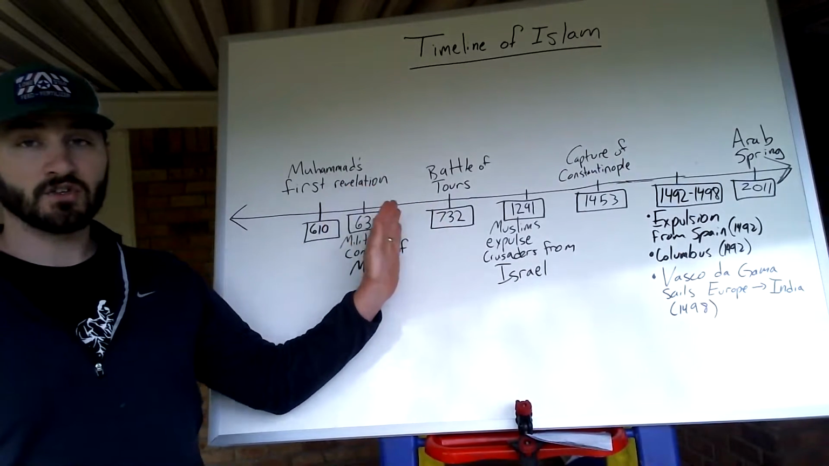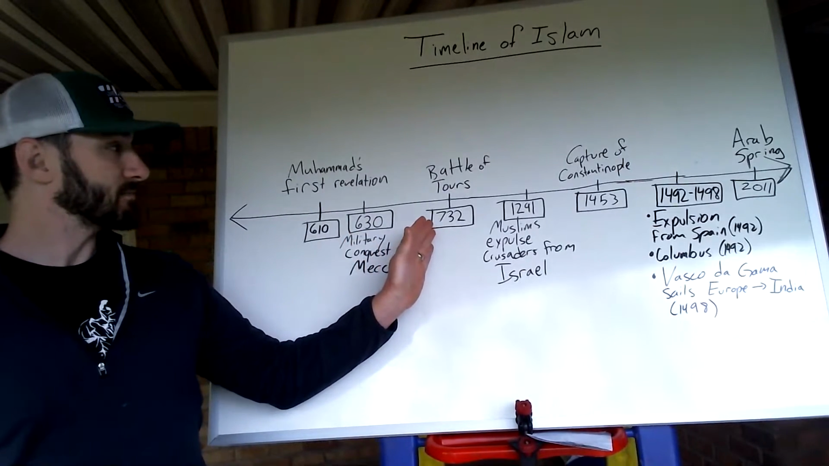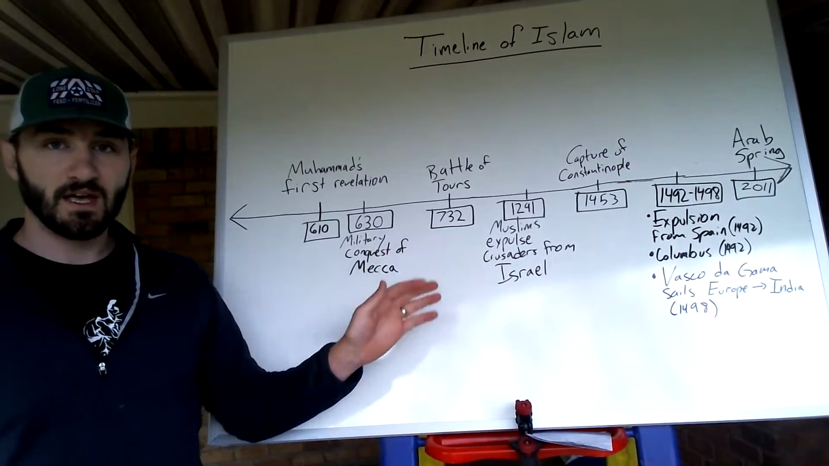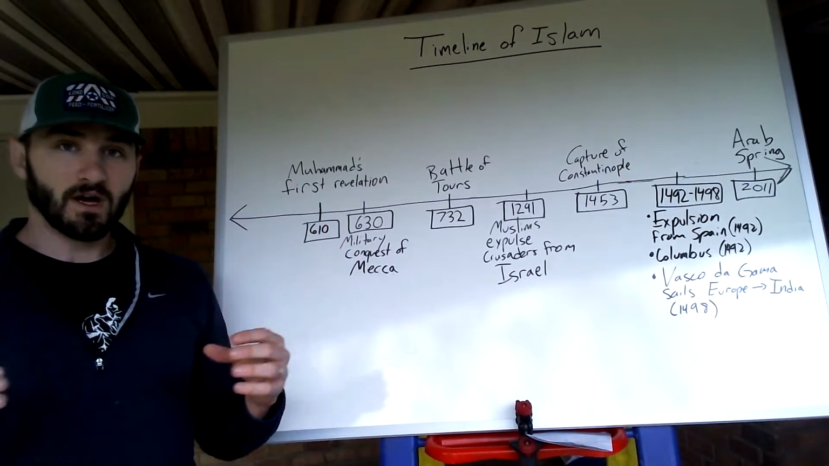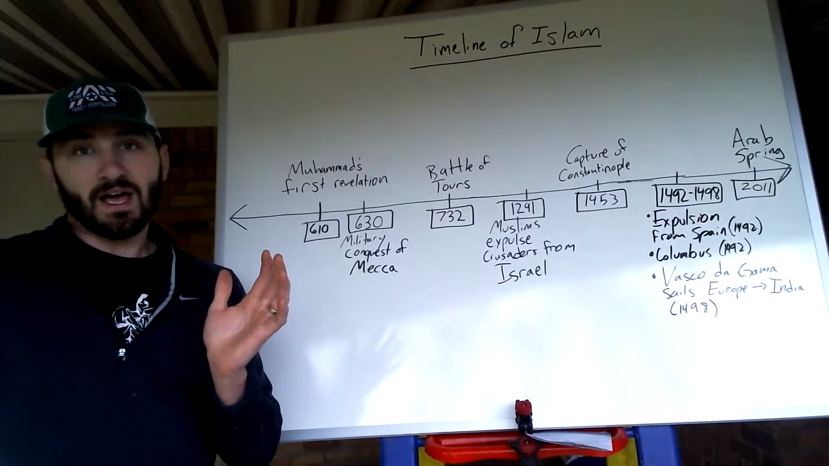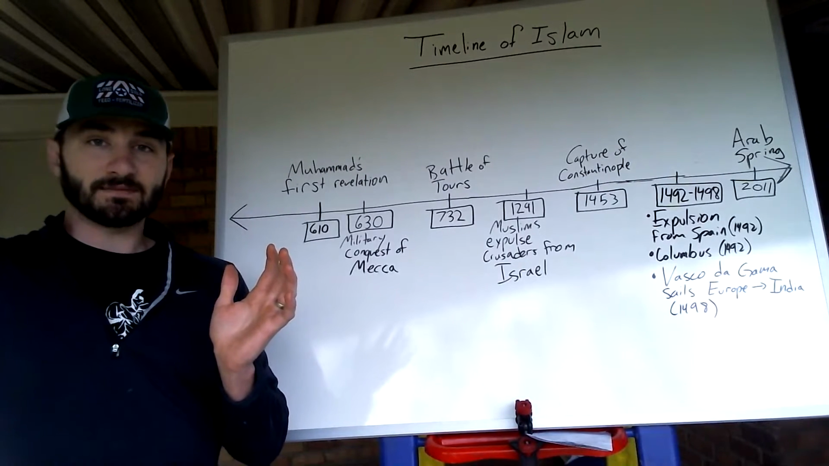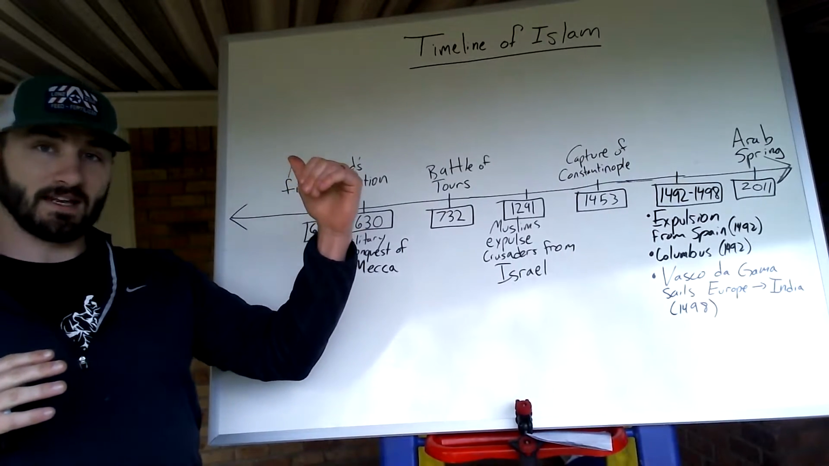So in the exact 100 years between Muhammad's death in 632 and the Battle of Tours in 732, Muslims conquered a huge amount of territory, from all of the Arabian Peninsula into even as far east as Afghanistan, into northern Africa, and up even into Spain.